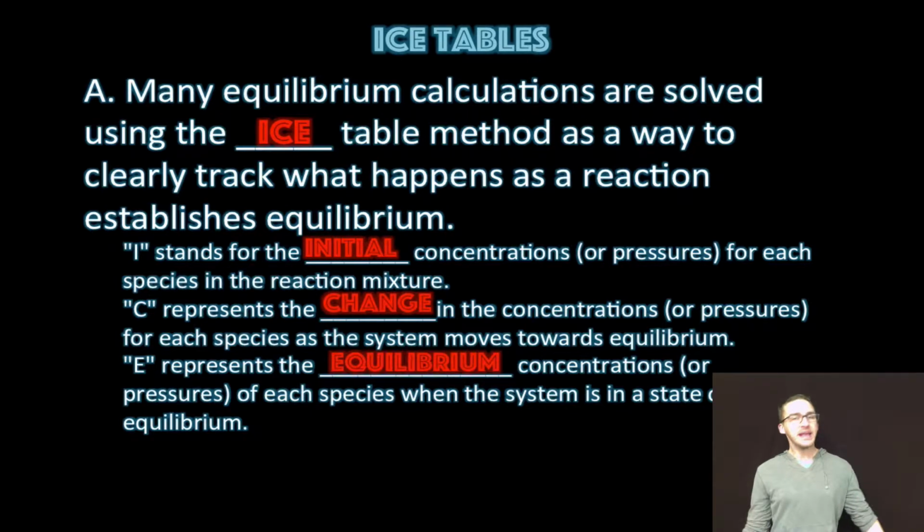Alright, so many equilibrium calculations are solved using what we call the ice table method as a way to clearly track what happens as a reaction establishes equilibrium. Ice tables. I stands for the initial concentrations or pressures for each species in the reaction mixture. C represents the change in concentrations or pressures for each species as the system moves towards equilibrium. And E represents the equilibrium concentrations or pressures of each species once the system is in the state of equilibrium.